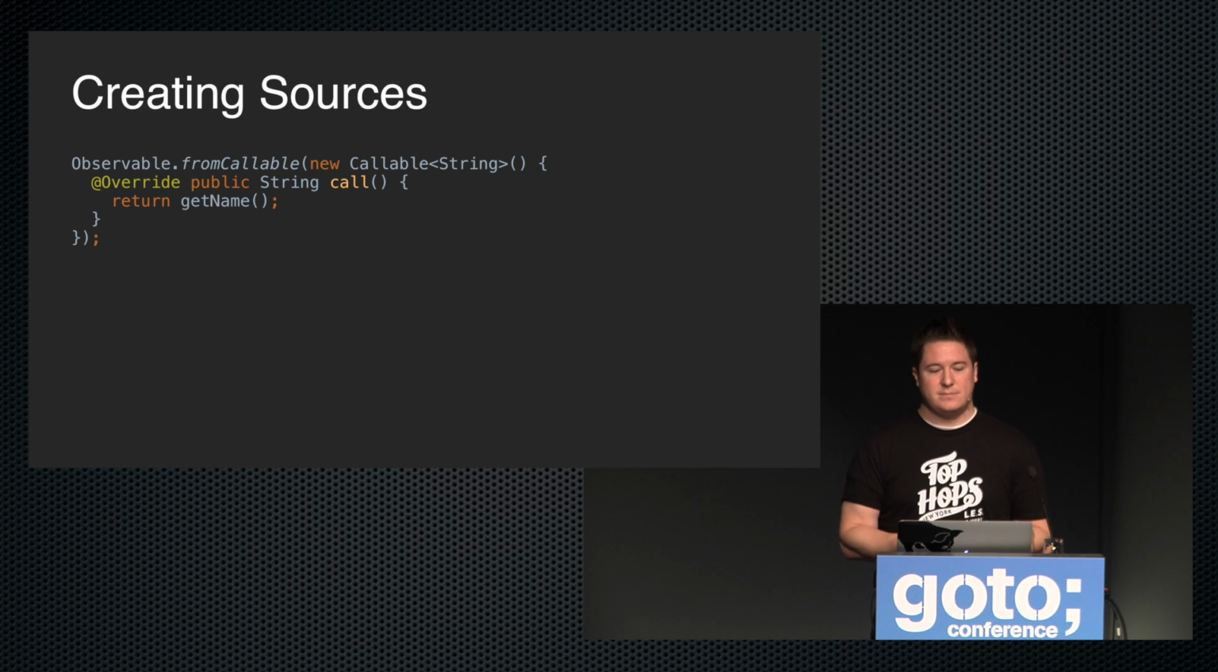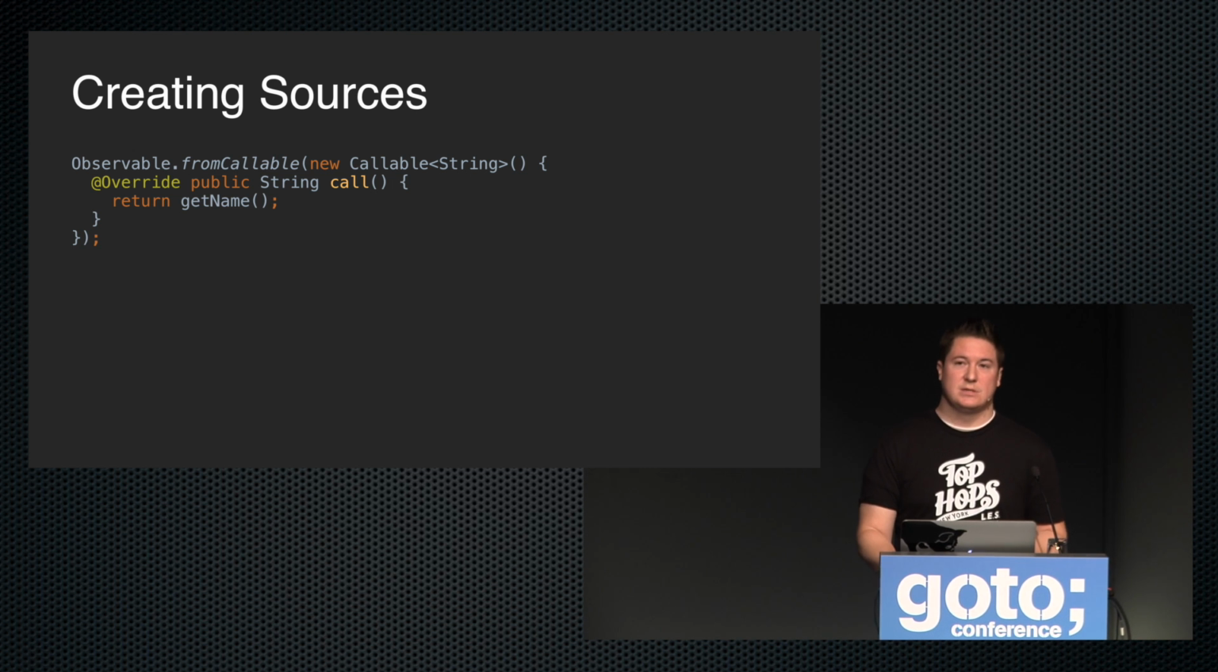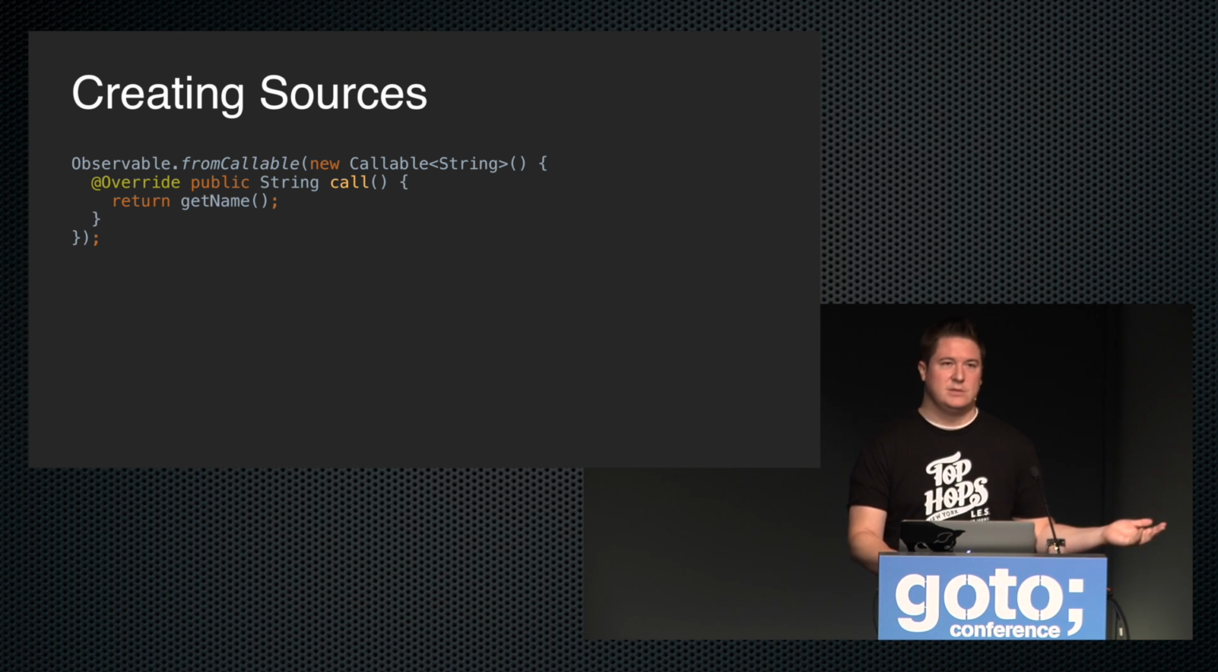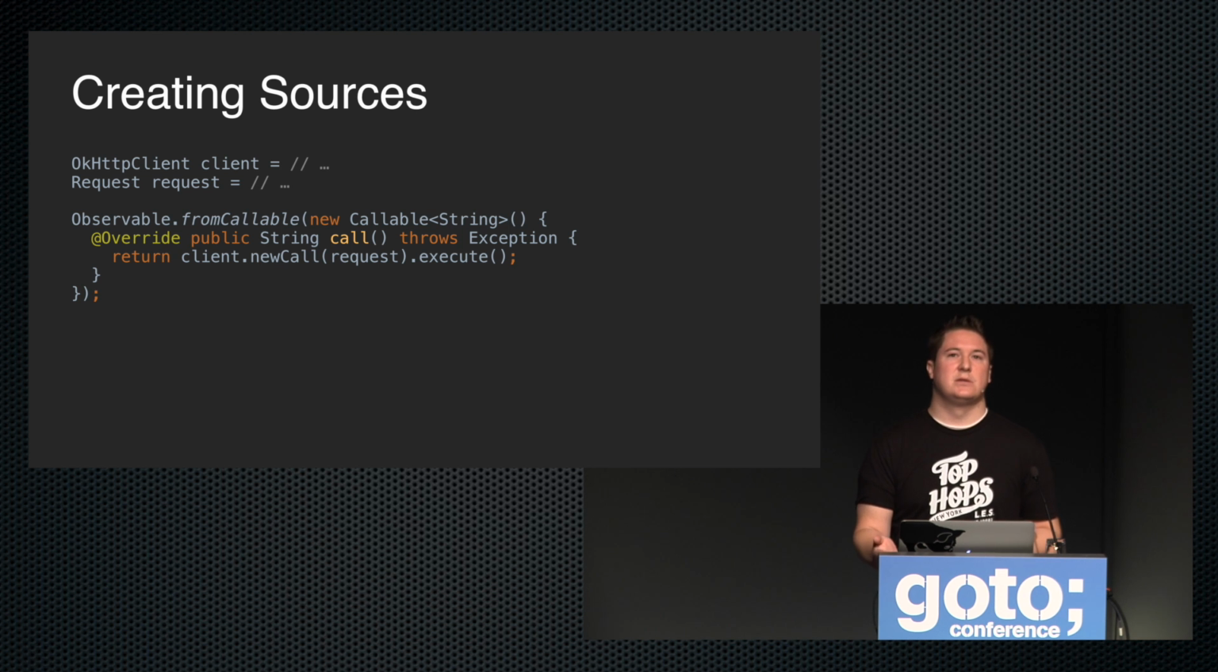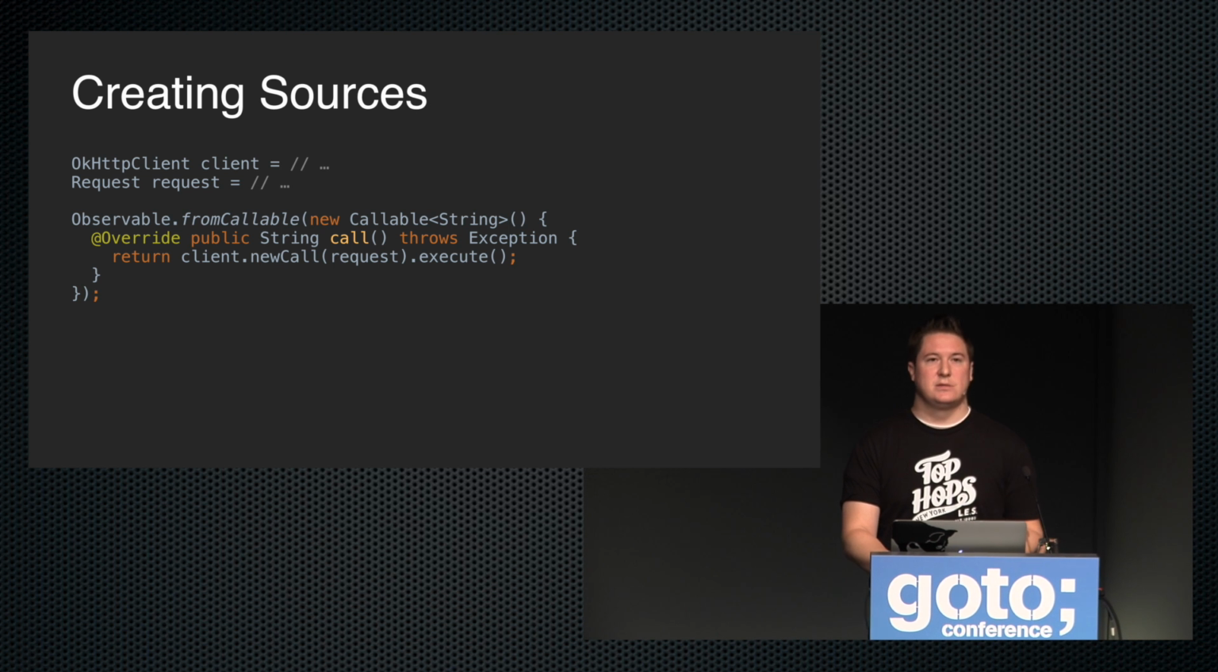The first one's called FromCallable. FromCallable is essentially modeling some synchronous behavior that returns a single value. In this case, I'm delegating to some hypothetical method called getName. And the nice thing about FromCallable is that you're allowed to throw an exception from a callable, which is a standard Java interface. And this means that we can model things that would potentially fail using a checked exception. So if we have a HTTP request that we want to make, which could throw an IO exception, we can now put that inside of FromCallable, and the returned observable, when subscribed to, will execute that request. And if that request throws an exception, we'll get an on error. If that request completes, we'll get the response in on next.